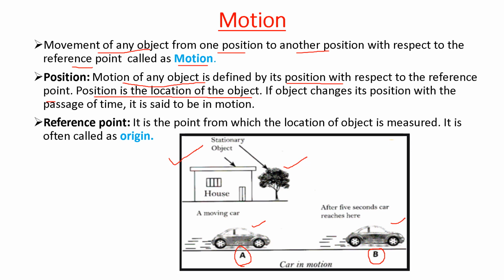For example, suppose you are near a school, and if someone asks you where you are right now, then you may say, I am at 1 kilometer from this school. So you are giving your position with reference to a reference point, and here in this example the reference point is the school. This is how the position is mentioned using the reference point. And if an object changes its position with passage of time, then it is said to be in motion.